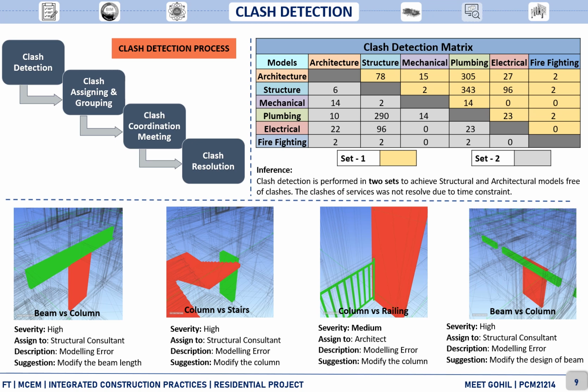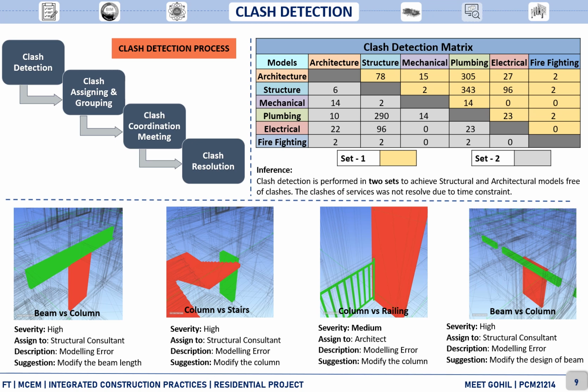Clash detection. Clash detection helps in eliminating delays in construction due to disputes between the design and execution phase. The clash detection capabilities, with a real-time reflection into all visuals, make the construction process faster without room for errors due to negligence during the design phase. Here, on the left-hand side top, I have shown a brief clash detection process which includes clash detection, clash grouping and assigning, clash coordination meeting, which concludes as clash resolution.